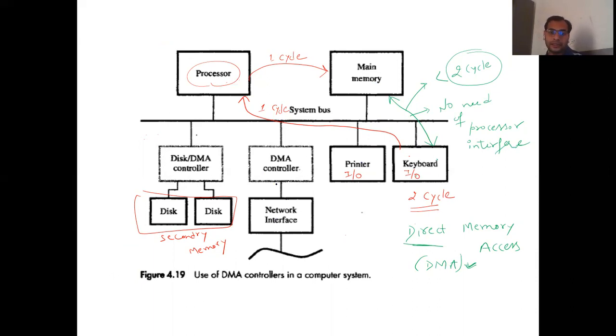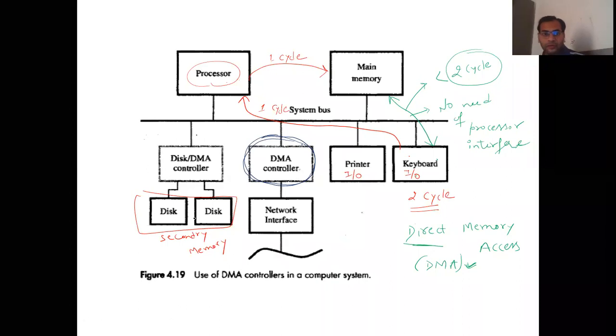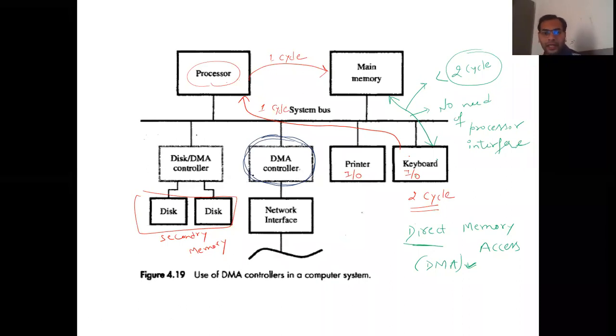Then there is a thing that is named the DMA controller. This DMA controller will be there to help us in this regard, or you can say it provides us the way to directly access the memory without the interference of the processor. So for that we need a DMA controller.